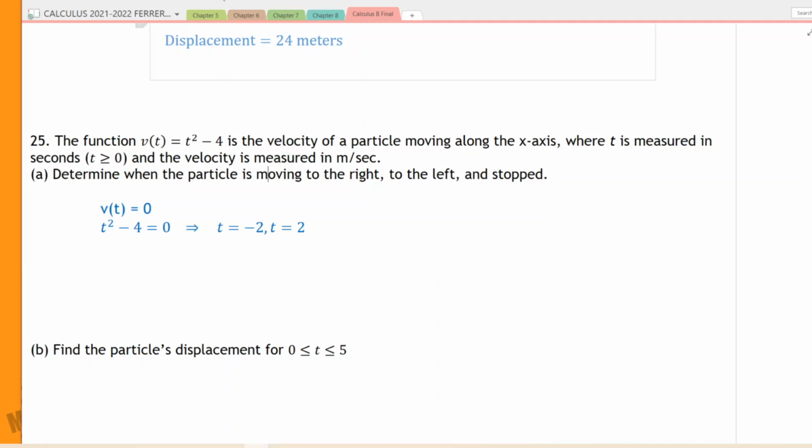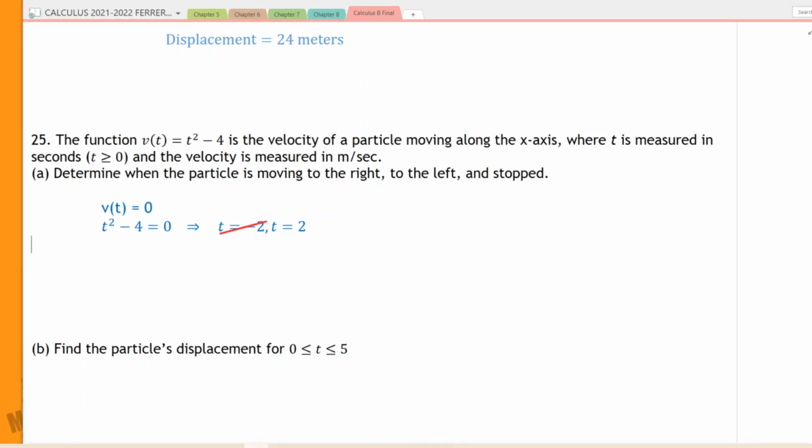But of course, we're also told that t is greater than or equal to 0. So -2 is not going to actually work for us. So we're left with the one place where the particle changes position. For t less than 2, the particle is going to be moving in one direction, and in t greater than 2, the particle is going to be moving in another direction, or maybe even the same direction. In any case, the only way that the particle could change direction is if it stops first.